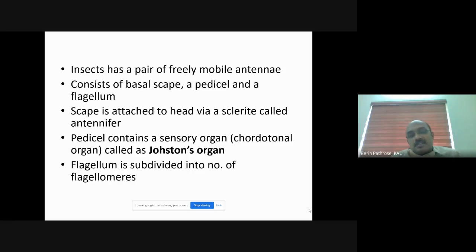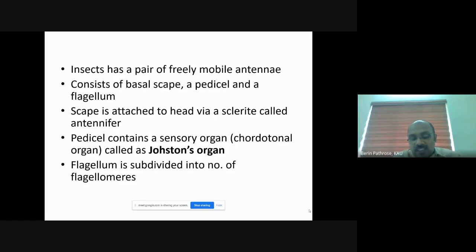I showed you the antenna when we discussed the head, and you might have seen the antenna of insects also, especially in the cockroach. If you handle a cockroach, you can see at the front of the head two elongate, thread-like, mobile antennae. They can be moved freely. So an insect has a pair of antennae which are freely mobile in nature, and the antenna consists of three parts.